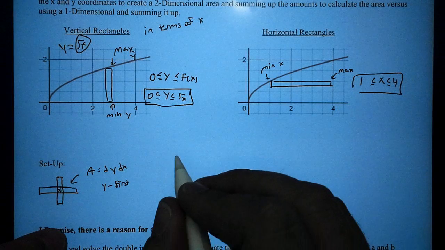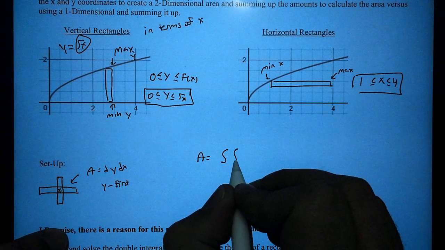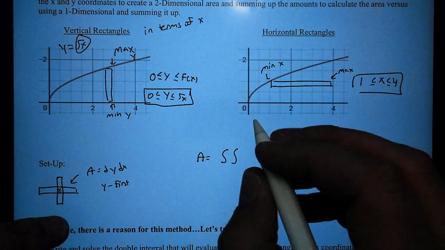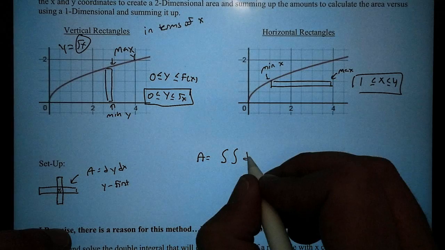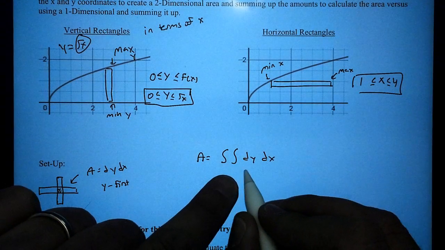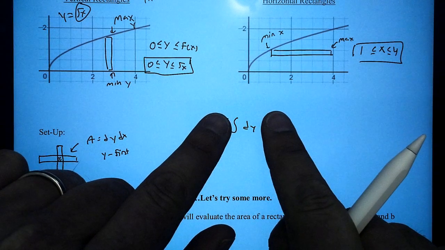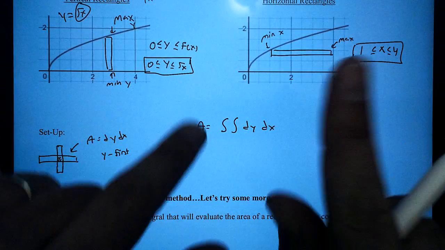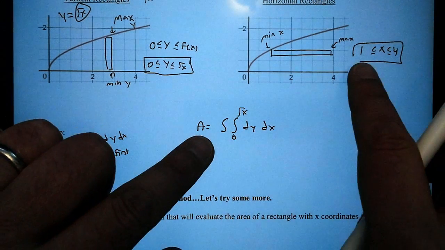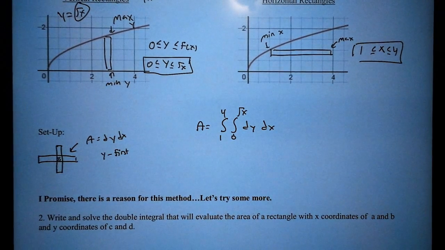So I set up my area problem. My area is a double integral because I'm using both parts, my vertical and my horizontal, and it's going to be dy dx. I work with my inside function first, so I look at the change in y. My y is going from 0 to the square root of x. And then my x's are going to go from 1 to 4. And that would be our setup.